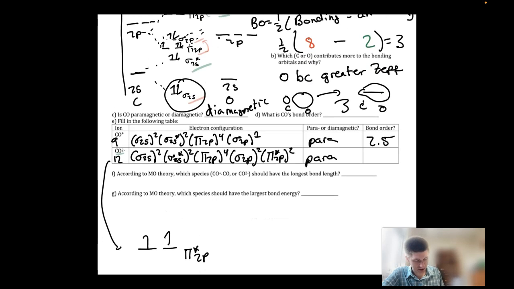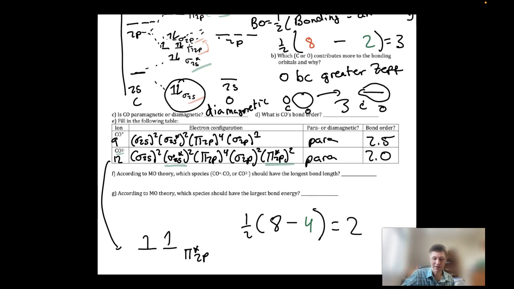In this case, when we look at the bond order, we still have 8 bonding electrons. But now if we count up our anti-bonding electrons, 2 and 2 more here, we'll have a total of 4 anti-bonding electrons, which gives us a bond order of 2.